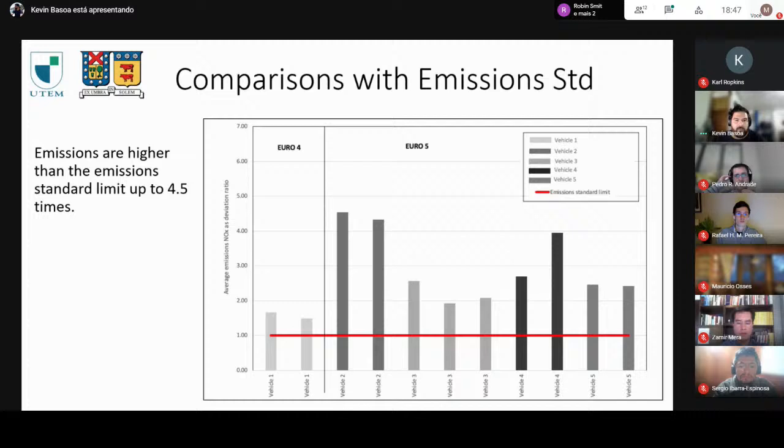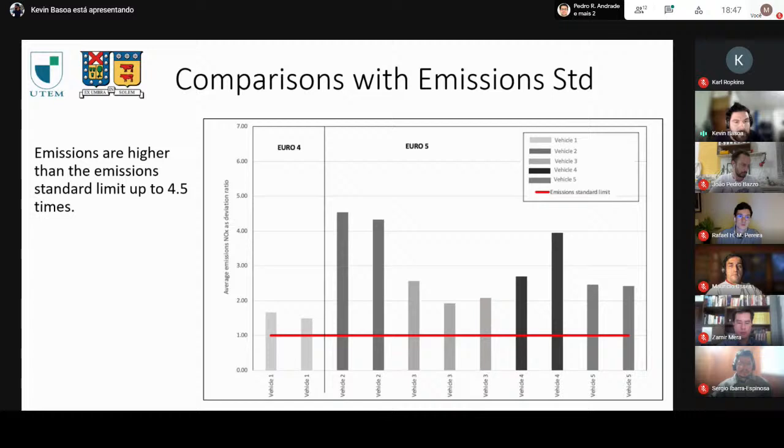So if we focus on the first bar, that is the standard limit, we can see how the emissions we obtain compare with this line. So in this case, all the vehicles exceed the limits.